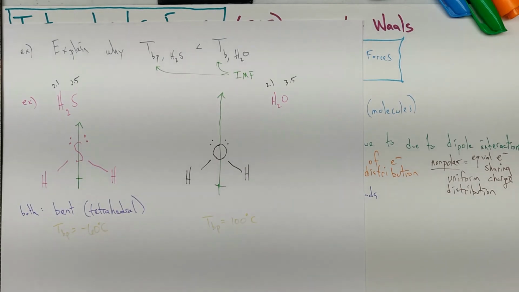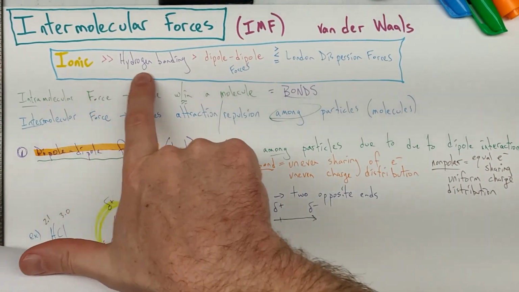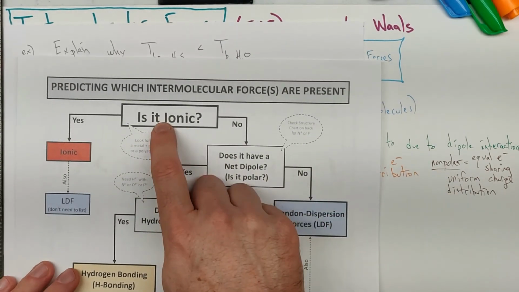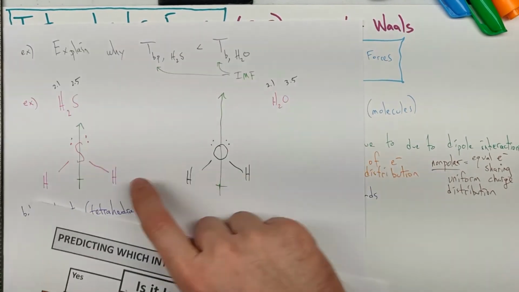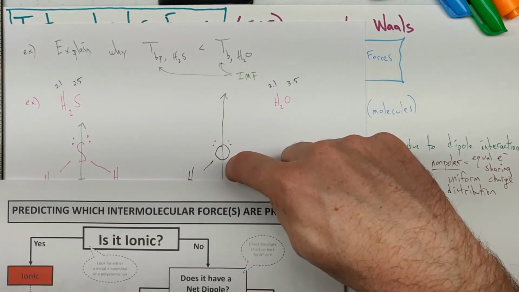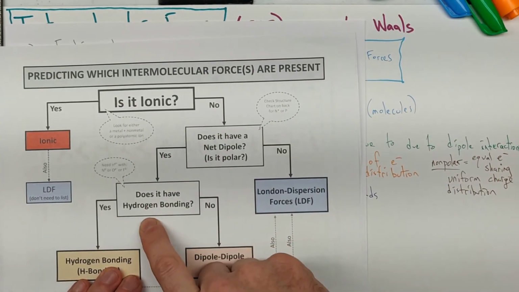When we make some predictions about the intermolecular forces that are present, and I'll cheat by pointing in two places, we want to look at this ranking right here. The farthest left is the one that matters. Is it ionic? No, we don't have an ionic species. Does it have a net dipole? Yes, both of these are tetrahedral-based bent, and they have a net dipole towards the higher electronegativity atom. And do we have hydrogen bonding?